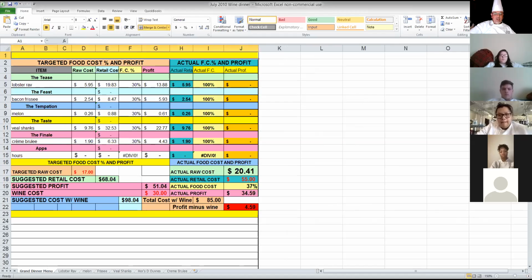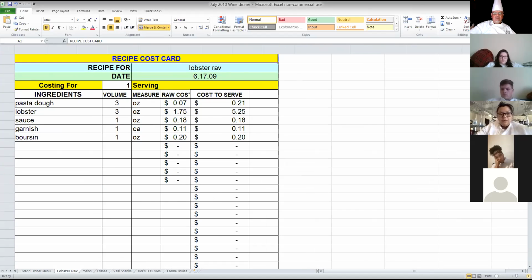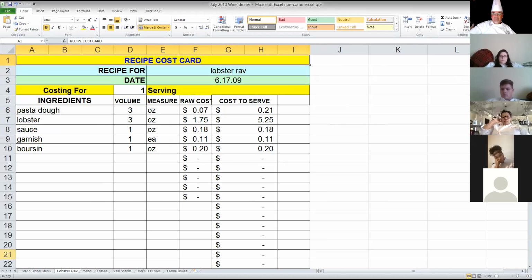But this spreadsheet right here, that I sent you guys, is labeled July Wine Dinner. Okay. It's a simple recipe cost card. If you guys want to experiment with this one and play with it, create a menu. This is for lobster ravioli. This is a pasta dough. 3 ounces of pasta dough, 7 cents. Already has the formula plugged in. Lobster, 3 ounces, $1.75, $5.25. Sauce, 1 ounce, 18 cents. Garnish, you got to charge for even the little sprig of parsley for garnish.